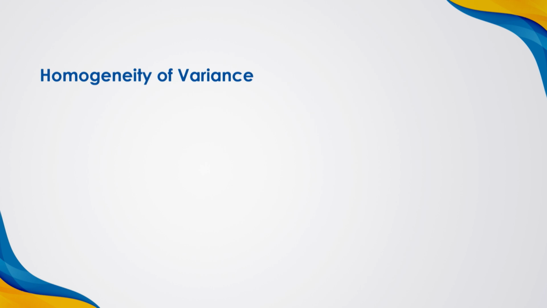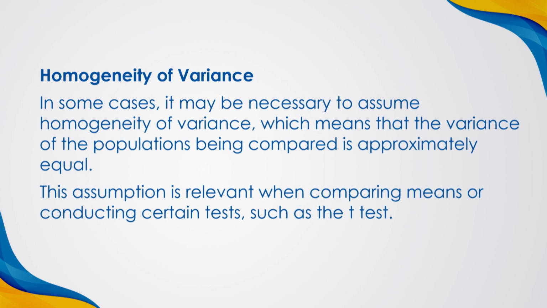Next, homogeneity of variance. In some cases, it may be necessary to assume homogeneity of variance, which means that the variance of the populations being compared is approximately equal. This assumption is relevant when comparing means or conducting certain tests, such as a t-test.